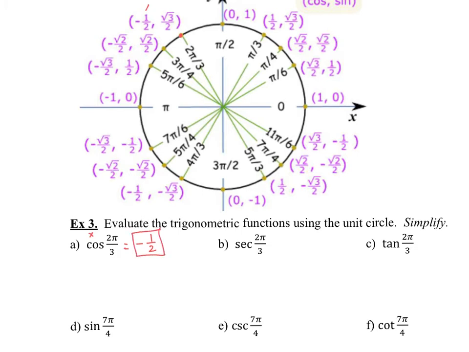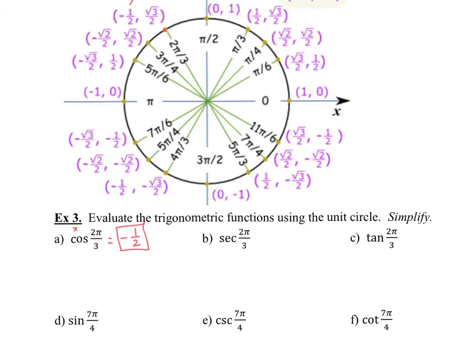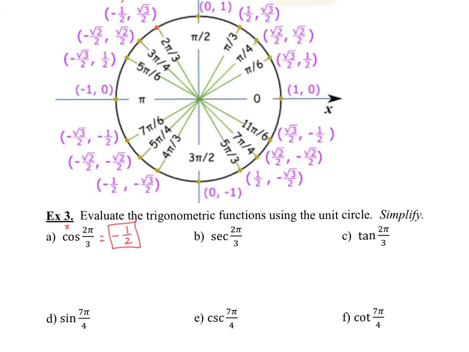Okay, now let's think. For the secant of 2 pi over 3, the secant is the reciprocal of cosine. Because I know that the cosine of 2 pi over 3 is -1/2, the reciprocal of -1/2 is going to be -2/1, and I am going to simplify that down to -2.